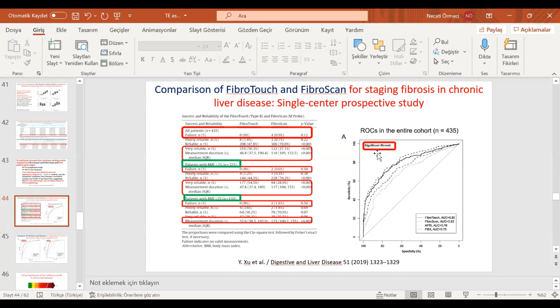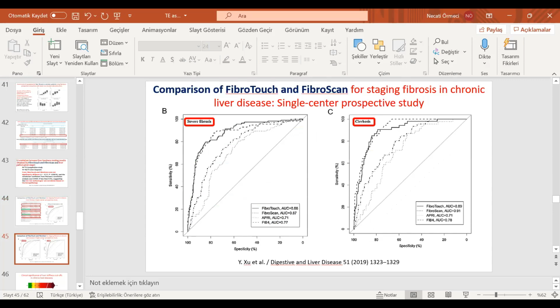When you look at picture A, FibroScan and FibroTouch are almost regularly compatible with each other, and much more sensitive than the other tests, APRI and FIB-4. If you look at severe fibrosis, again FibroTouch and FibroScan are much more sensitive techniques compared to APRI and FIB-4. And also for cirrhosis, FibroTouch and FibroScan are compatible with each other and much more sensitive than APRI and FIB-4.